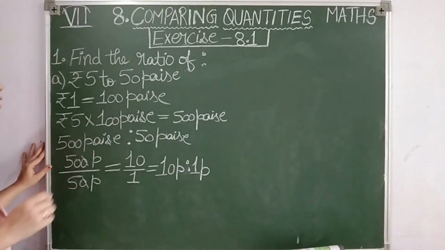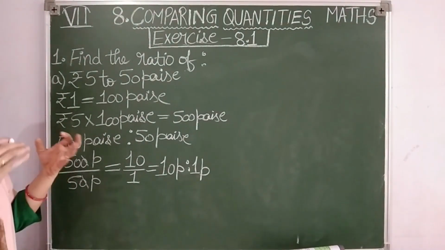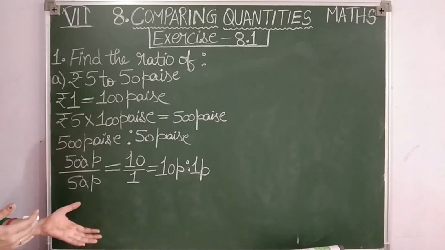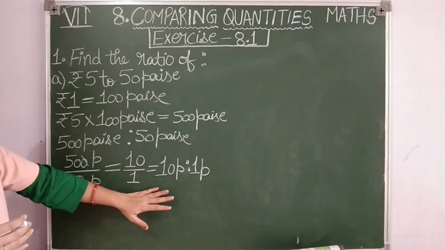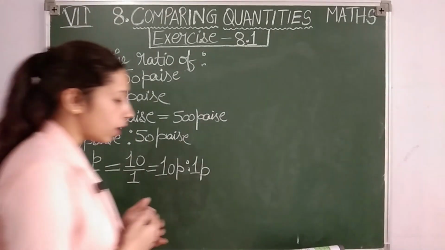Ratio is used to show or to find the number of times the first quantity is of the second quantity, or the second quantity is of the first quantity. So students, here our final answer is 10 paise is to 1 paise. Let us see point number B, students.